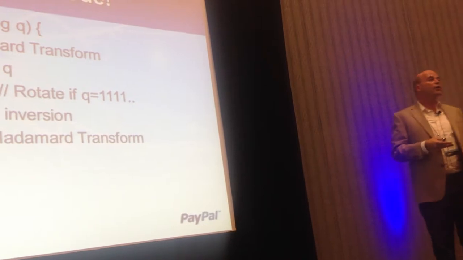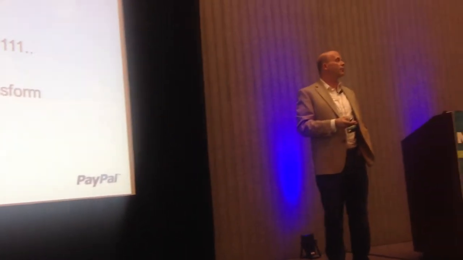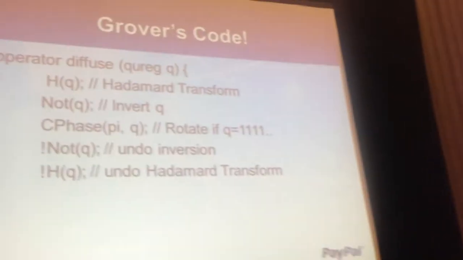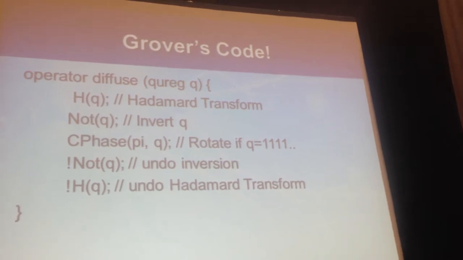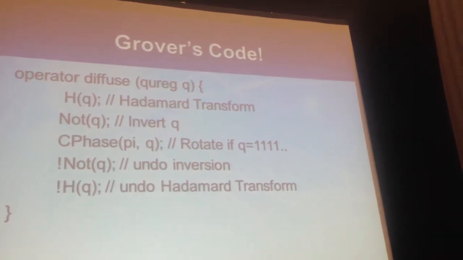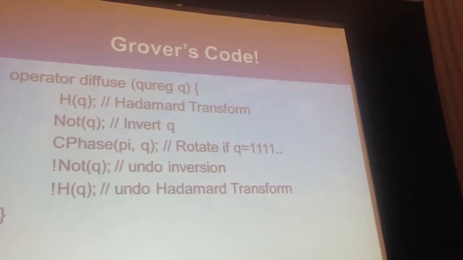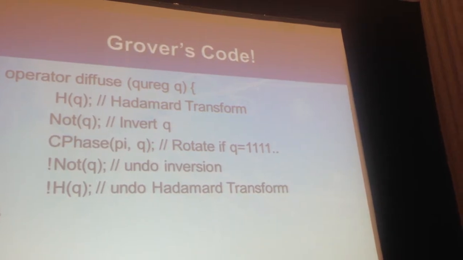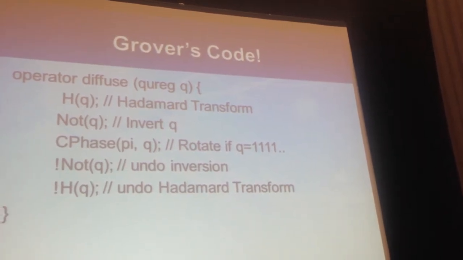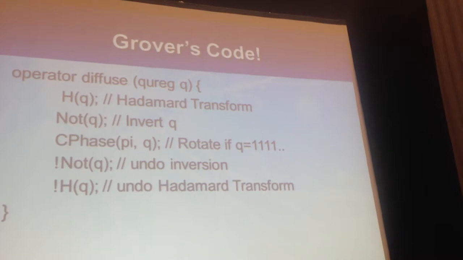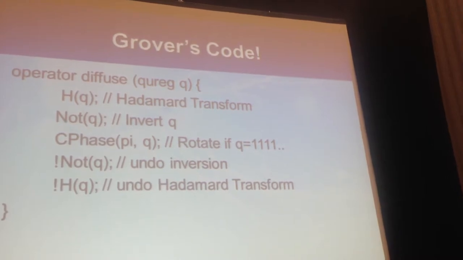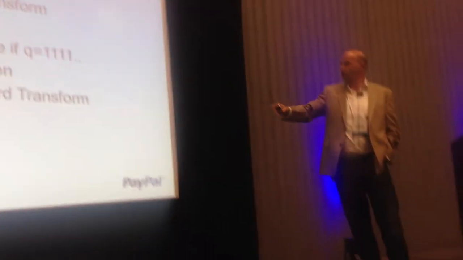If you wanted to write code for this, there are multiple languages out there. I use QCL for most things. This is an example of QCL for Grover's algorithm. You can kind of see, once again, what we do here. We use the H gate, that Hadamard transform. We do an inversion. We check the phase of the bit that we're looking at. Then we undo the inversion, undo the Hadamard transform, and lo and behold, the resulting bit has the answer that we want.